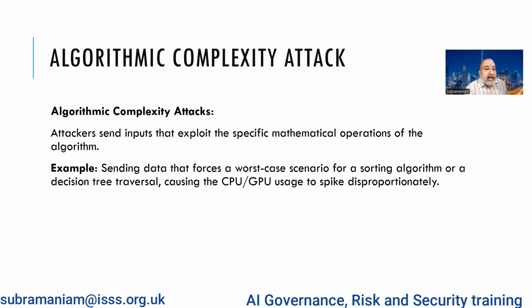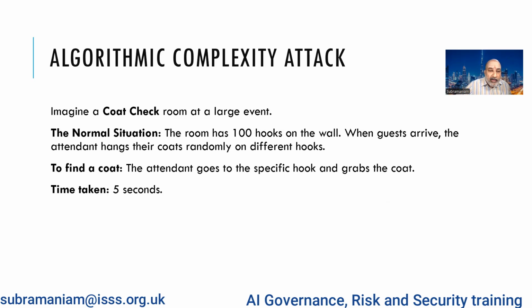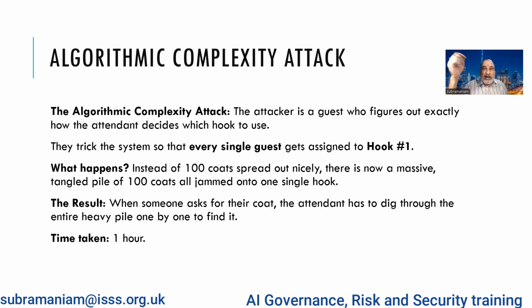Algorithmic complexity. The attacker sends input that exploits a specific mathematical operation or algorithm. How does it actually work? There are 100 hooks on the wall. There are 100 customers coming in, and you hang the coat for every customer on 100 different hooks. Now, if you change the algorithm in such a way that the coats are hung on the same hook for all 100 customers, and a customer requests his coat back, you need to dig deeper to get that particular coat.